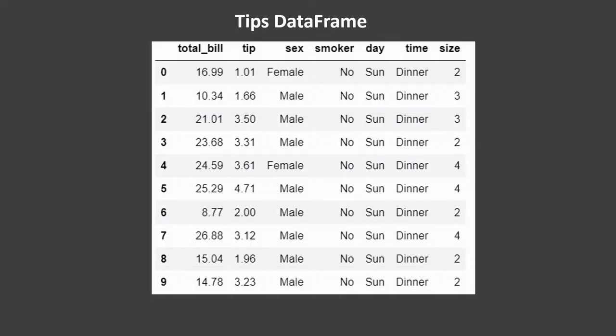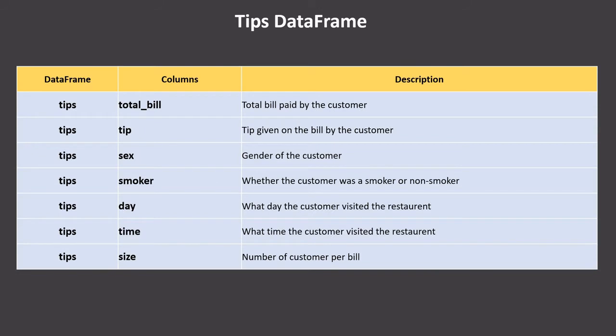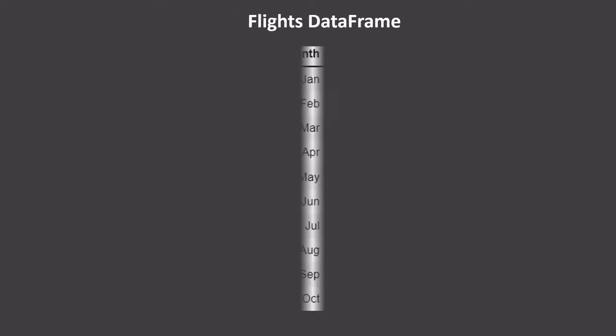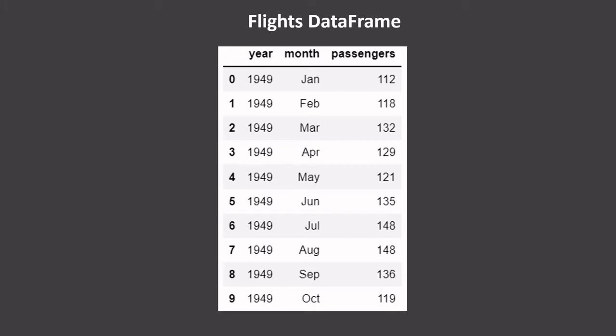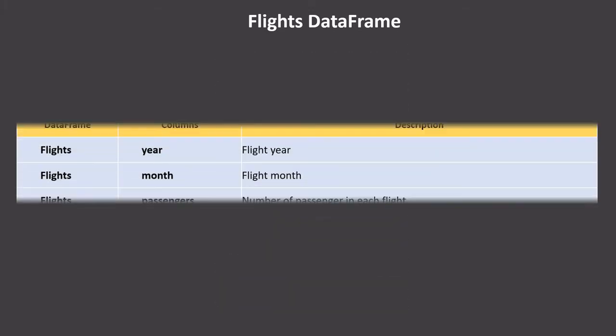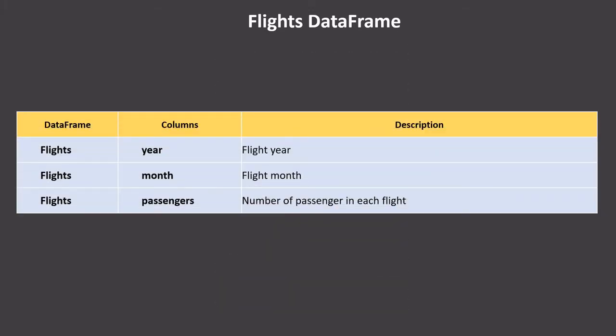Same thing with tips data frame. It looks like this, and definitions of the variables are given over here. Just pause the video and read out the definitions. It will help you in the exercise, or maybe when we are learning the plots. Again, we will have a flights data frame. For the flights data frame also, these all are the set of variables and their definitions. You can again pause the video and read out the definitions in detail.